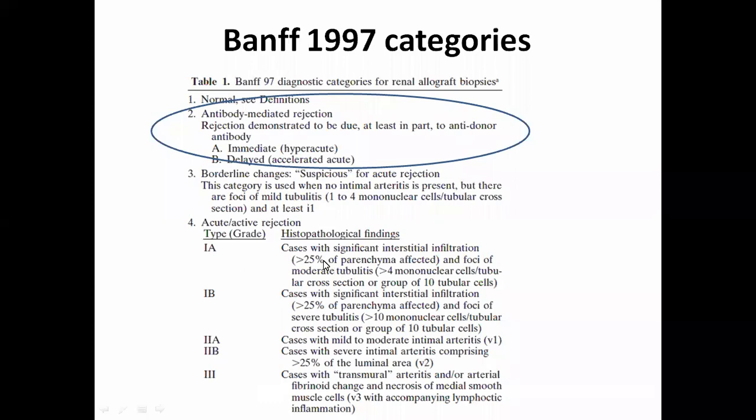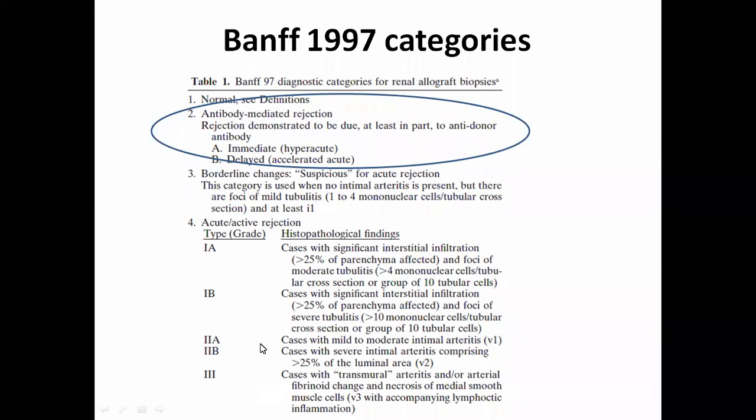So this is the 1A, 1B, which I was talking about. So cases with significant interstitial inflammation, more than 25% parenchyma, and foci of moderate tubulitis, more than 4 mononuclear cells in a group of 10 tubular cells, or 1B, in which the tubulitis has to be severe tubulitis. That means you have to see more than 10 mononuclear cells. So I'm not going to show you cases of tubulitis or interstitial inflammation. I'm going to discuss only the vascular lesions.